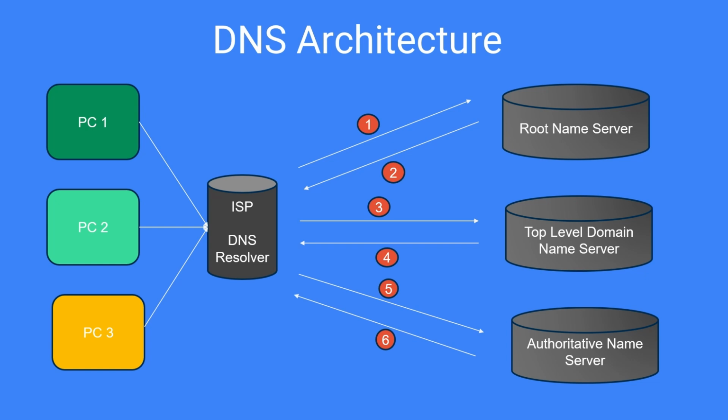And what is the major role of caching here? Now if in future PC2 requests CNN.com again, it does not need to follow the entire path, the entire hierarchy here. It will just reach out to the DNS resolver. It already has the cache for CNN.com. It's going to directly provide the IP address. And that is how DNS works.